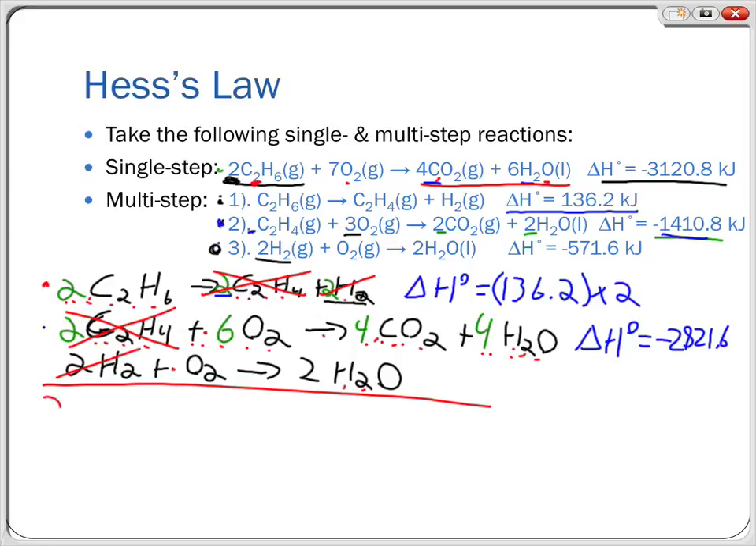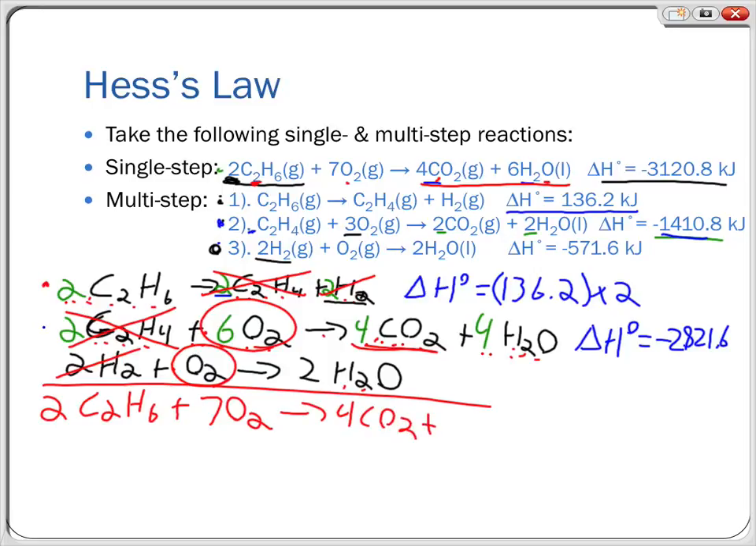So on the reactant side, we currently have 2C2H6 plus, we have a 6O2 plus another O2. So 6O2 plus O2 just gives us 7O2. Yields, on the right side, we have 4CO2 plus, we have some extra waters. We have 4H2O plus 2H2O, which would be 6H2O. And so let's see, how does this match up? 2C2H6 plus 7O2 yields 4CO2 plus 6H2O. We have the right equation.